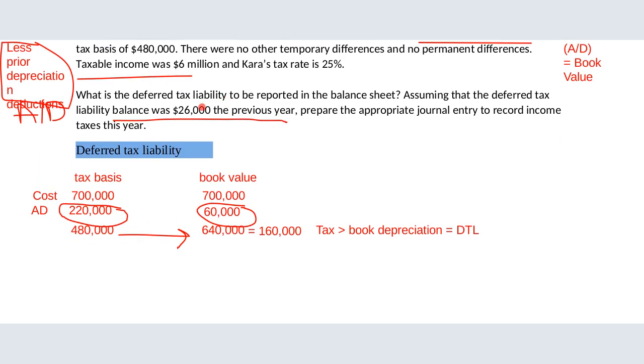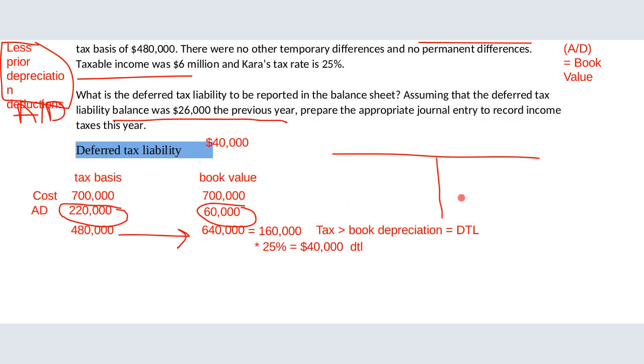And so the problem here is that we have a beginning balance in deferred tax liability. So if I were to take 25% of the effect of this difference, I get 40,000 of DTL. So this was the question over here. So that's 40,000.